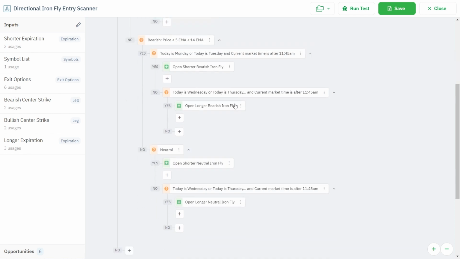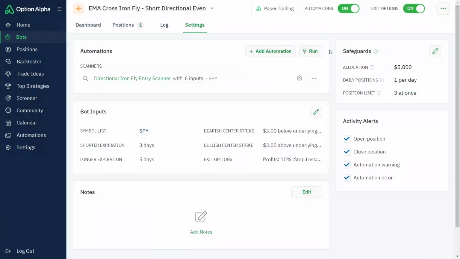And then if it had some mixed signal with the price and the EMAs, then it was a neutral iron fly, and I would simply do an at the money iron fly, 3 to 5 DTE. And these were all 10 strikes wide. So that's how the scanner works for entering these iron flies.